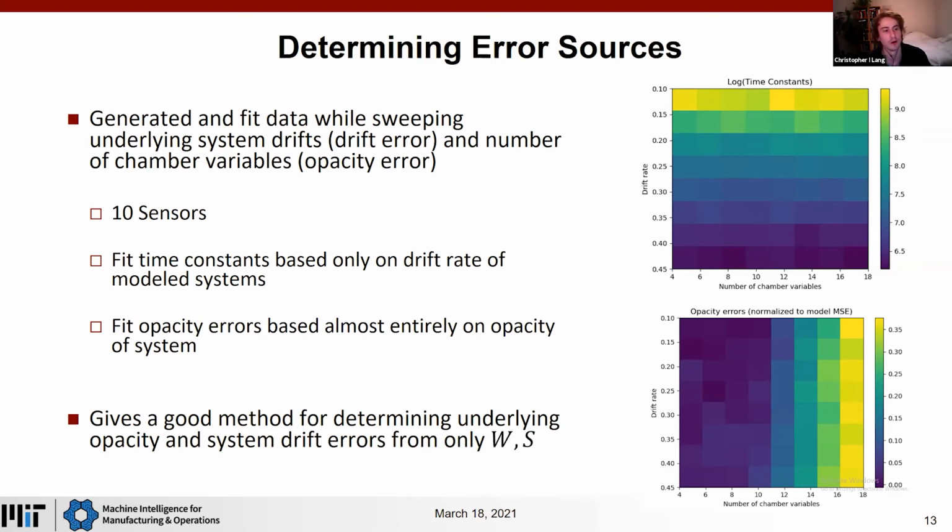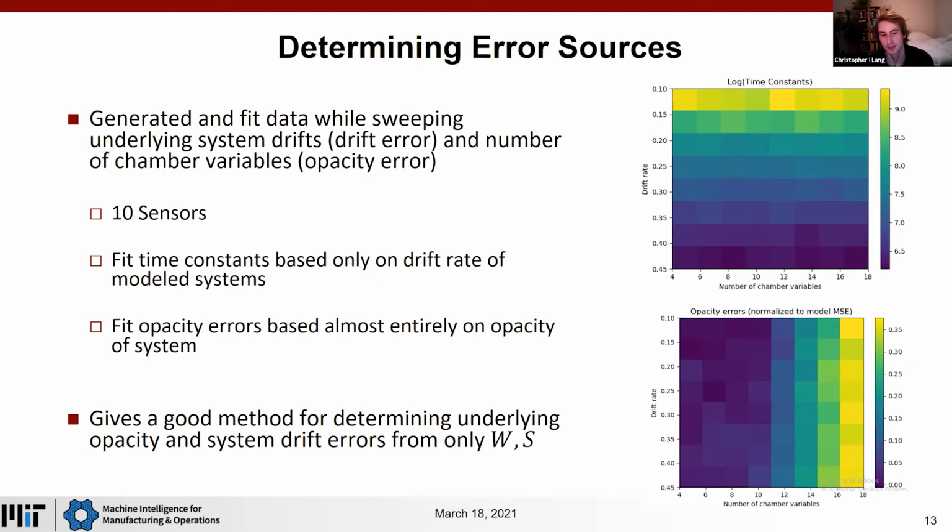And similarly, when we sweep the drift rate of the system, the number of chamber variables does not have a huge impact. But when we look at the time constants of the system, so the time constant of this decay here, the number of chamber variables does not really impact that, but it is impacted by how quickly the underlying system is changing, if that makes sense.